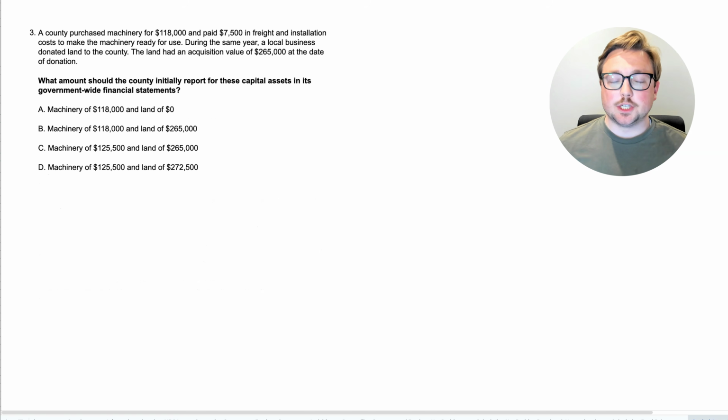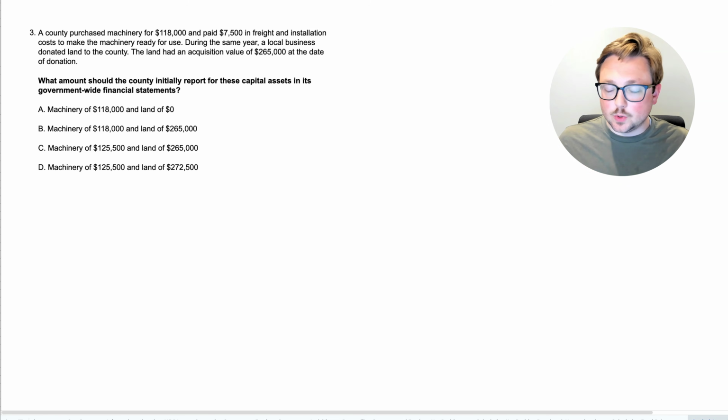All right, here we are at question 3. What amount should the county initially report for these capital assets in its government-wide financial statements? Let's go up to the top. A county purchased machinery for $118,000 and paid $7,500 in freight and installation costs to make the machinery ready for use. During the same year, a local business donated land to the county. The land had an acquisition value of $265,000 at the date of the donation.